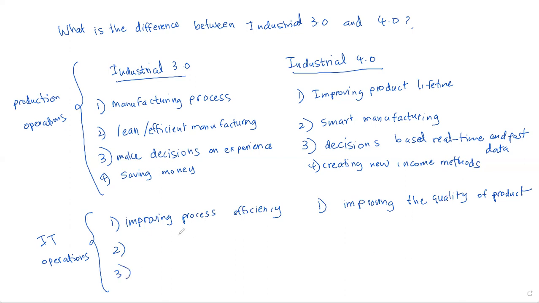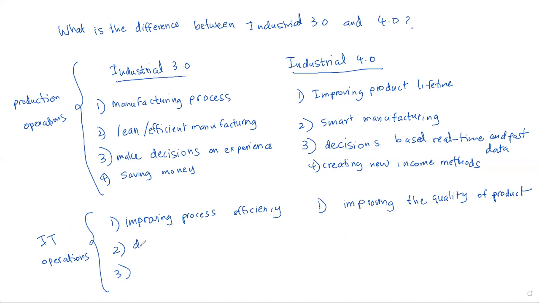The 3.0 version focuses on past data for decisions, but I think I have already mentioned that in the previous case, so I will not mention it again. So Industrial 3.0 is using past data for making decisions, whereas we use real-time data in 4.0.